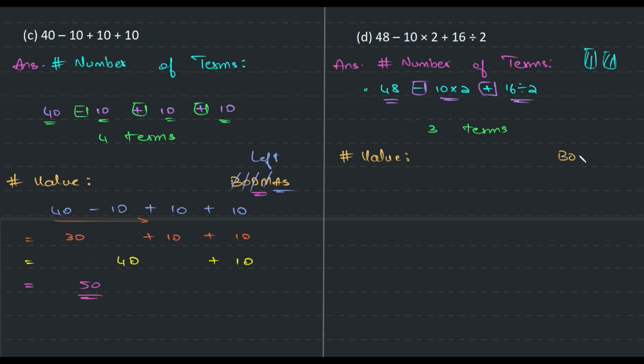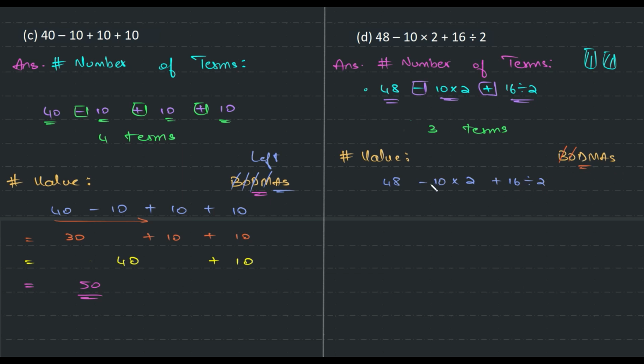So here we'll write BODMAS. And then we have 48 minus 10 into 2 plus 16 divided by 2. Okay. Do we have brackets? No. Do we have operation? No. Do we have division? Yes. Division is over here.